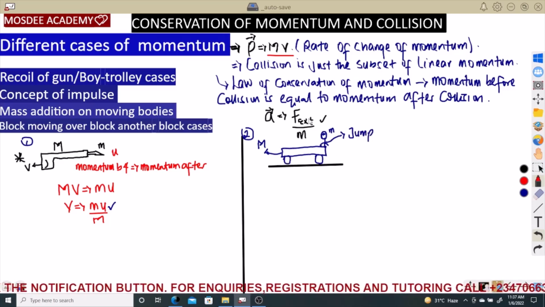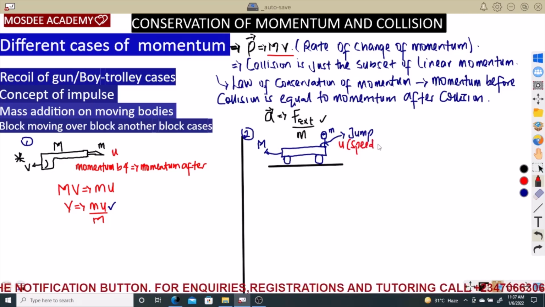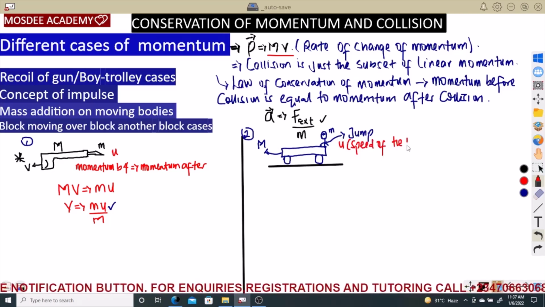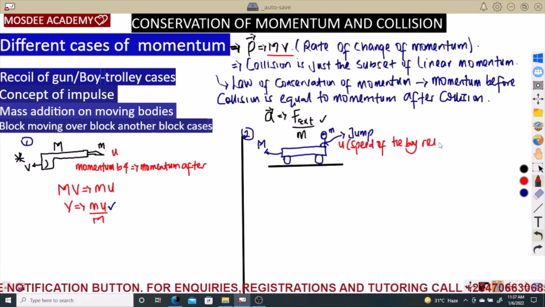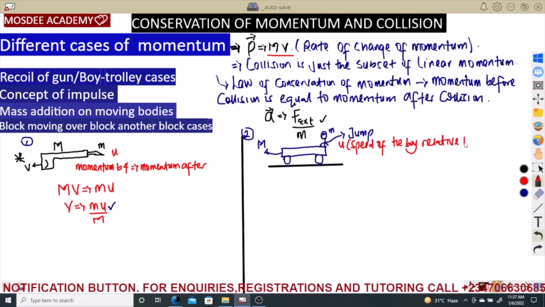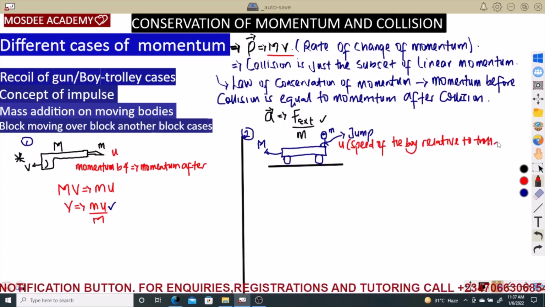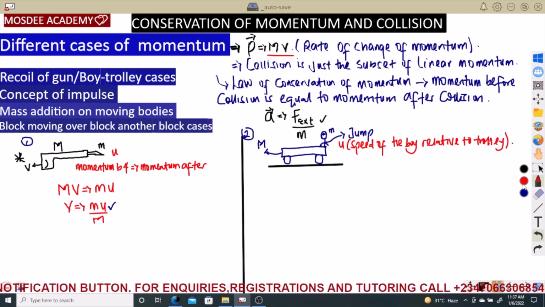You can see the mass of the boy is m. So the boy is moving with an initial speed of u. I will take the speed of the boy relative to the trolley. So we say using conservation of momentum, just like what we've done in the previous one. So initial mass of the boy, we can say final mass of that.